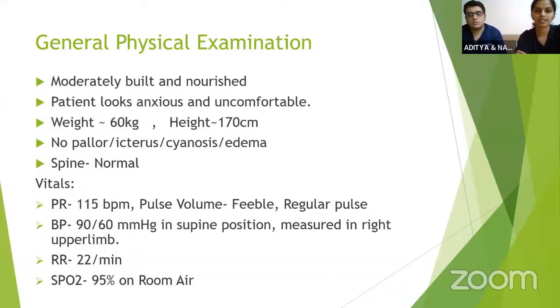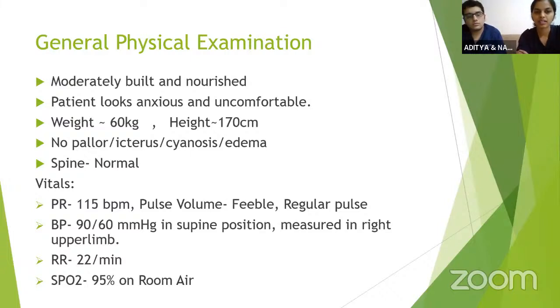Coming to general physical examination, the patient is moderately built and nourished, and looks anxious and uncomfortable. The weight of the patient is approximately 60 kgs and height is 170 centimeters. He does not have any pallor, icterus, cyanosis, or edema, and the spine is normal.